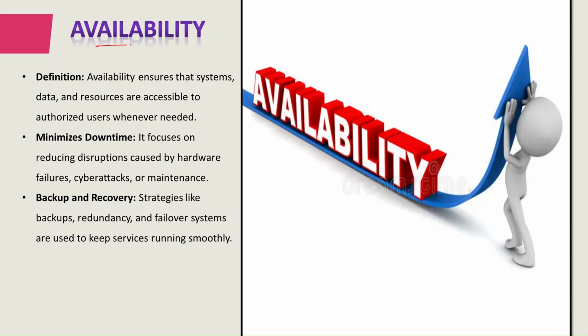The next important pillar of the CIA triad is availability. Availability basically ensures that systems, data, and resources are accessible to authorized users whenever needed. So availability basically minimizes downtime. It focuses on reducing disruptions caused by hardware failures, cyber attacks, or maintenance. Availability can be ensured through backup and recovery. Strategies like backups, redundancy, and failover systems are used to keep services running smoothly.